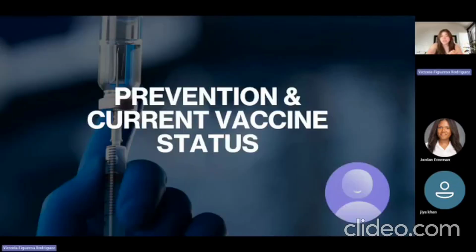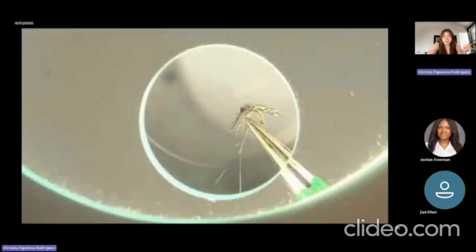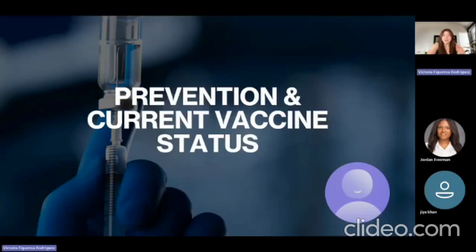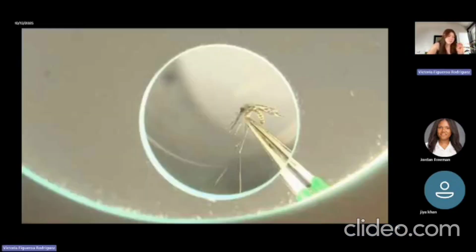Now, when we talk about prevention and current vaccine status, I want to put a video at the beginning. I'm going to play it in just a minute because it is important to be aware of all of these types of viruses and diseases, because we cannot prevent 100% not getting them, even if we are in the United States and not in a tropical region. Let's see the video first.